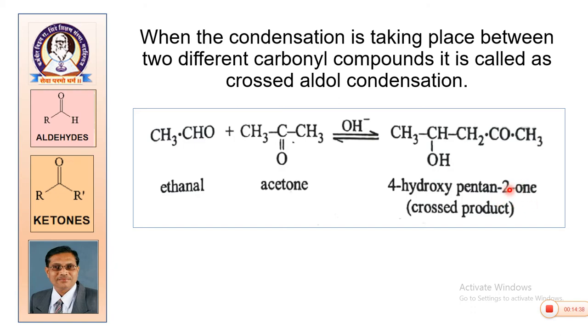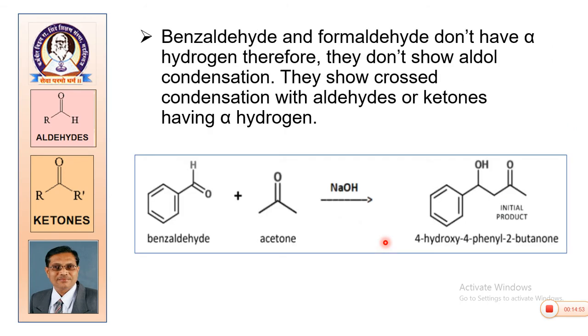This 2 indicates the position of the carbonyl group. So, it is a crossed product, CH3CHO and CH3COCH3. These 2 are different. Therefore, it is crossed aldol condensation, and these have alpha hydrogens.